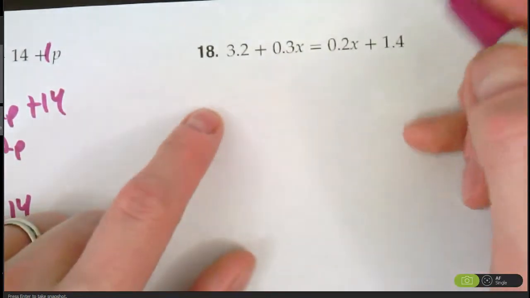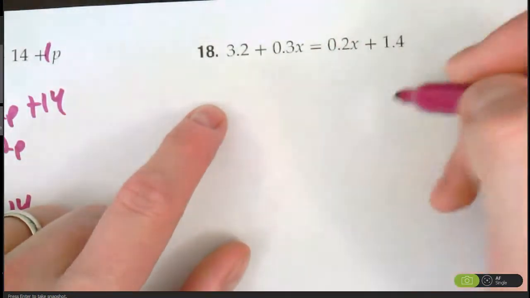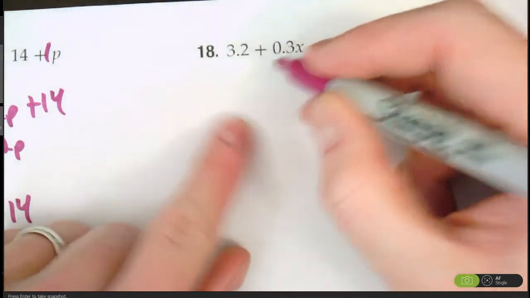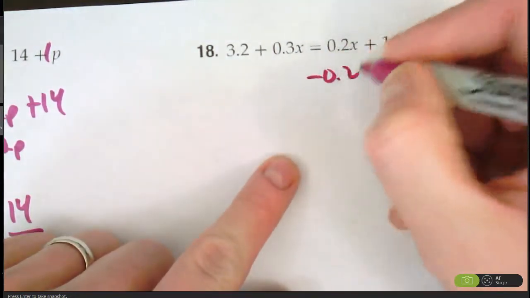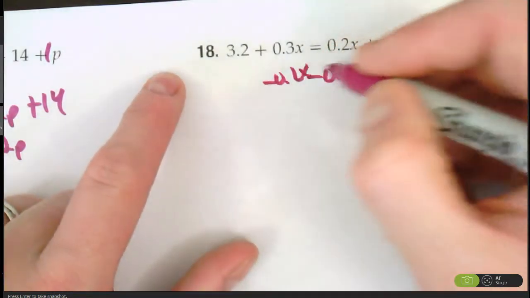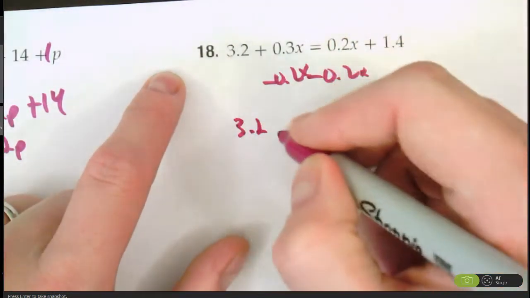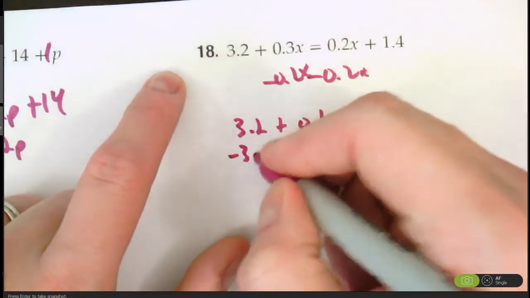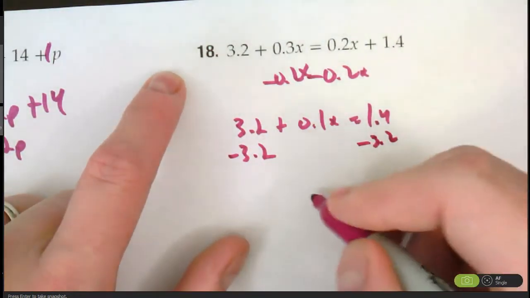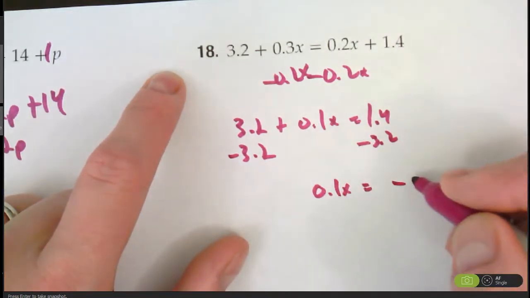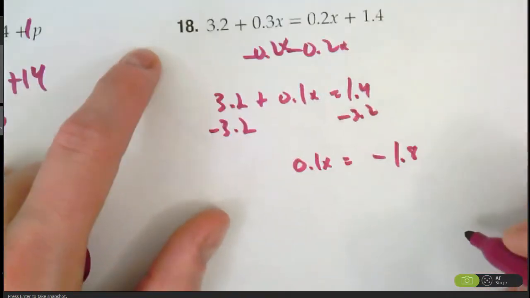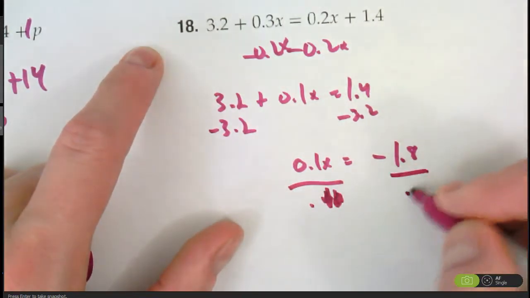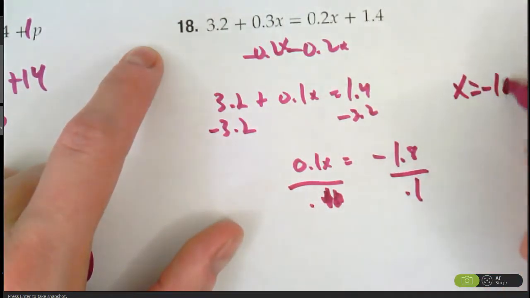Number 18. There's no wrong decision for where to move the variables to, but I'm moving to the left because I got more on the left than I do on the right. So subtract 0.2x's. 3.2 plus 0.1x equals 1.4. Now I have to subtract 3.2 from both sides. That gets me negative 1.8. Okay. Divide by 0.1. X equals negative 18.